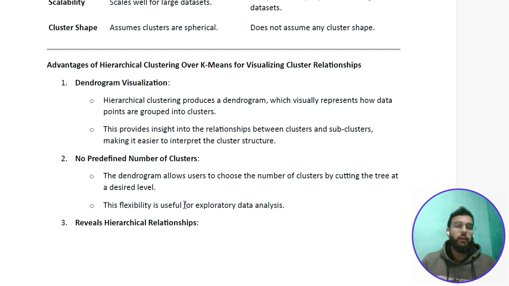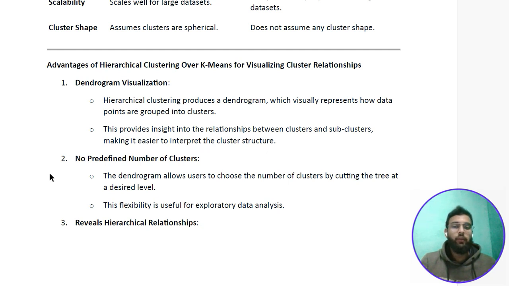So, what are the advantages? Now we will talk about the advantages of hierarchical clustering over k-means for visualizing cluster relationships. The first advantage is the dendrogram visualization. Hierarchical clustering produces a dendrogram, which visually represents how the data points are grouped into clusters. This provides insight into the relationship between clusters and subclusters, making it easier to interpret the cluster structure.